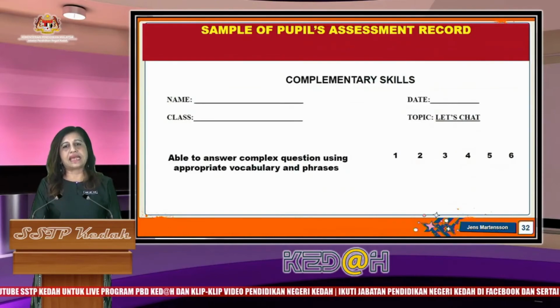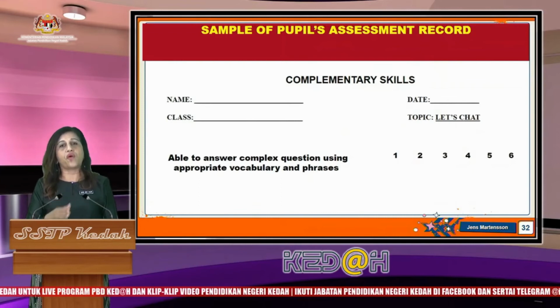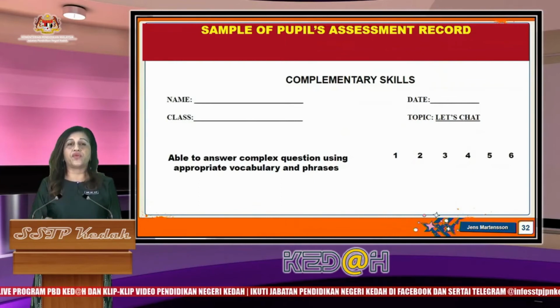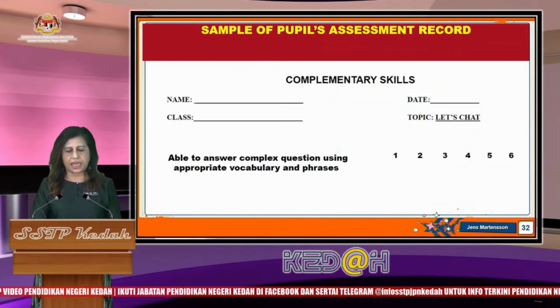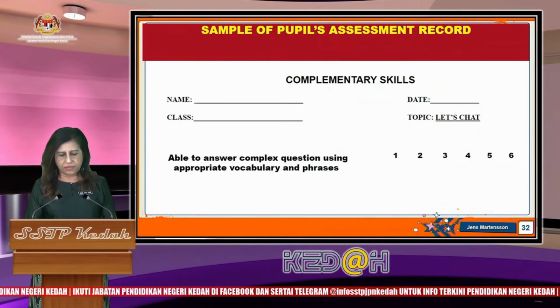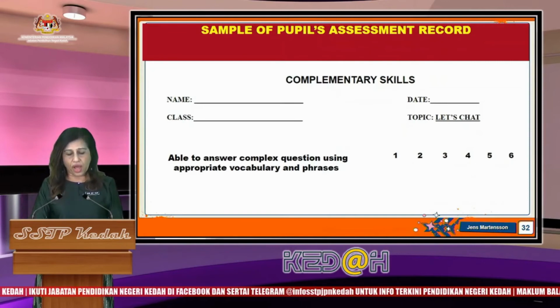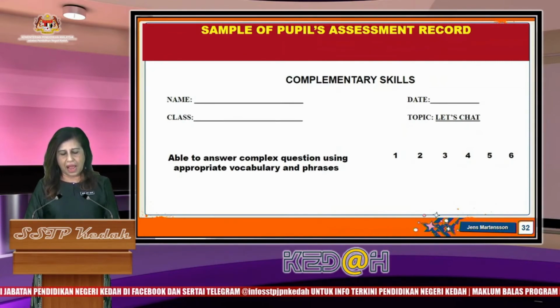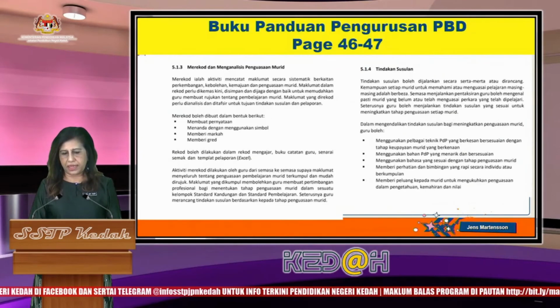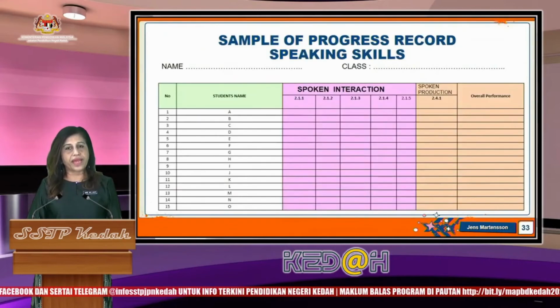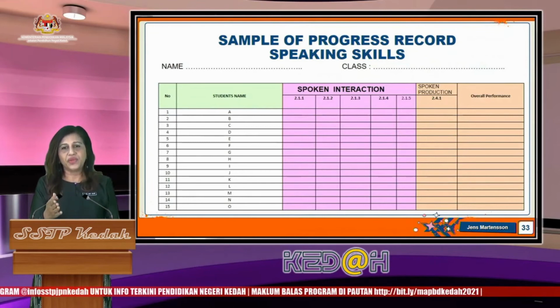So, this is the sample of pupils' assessment record for complementary skill, which I have already put in the previous template. Now, teachers, if we have done all the assessment and everything is done, the next activity is for us to record our pupils' performance. Now, where can you record your pupils' performance? Well, this is when it comes to a record of progress, record of speaking skill. Well, you can't find this anywhere. You have to prepare it on your own.